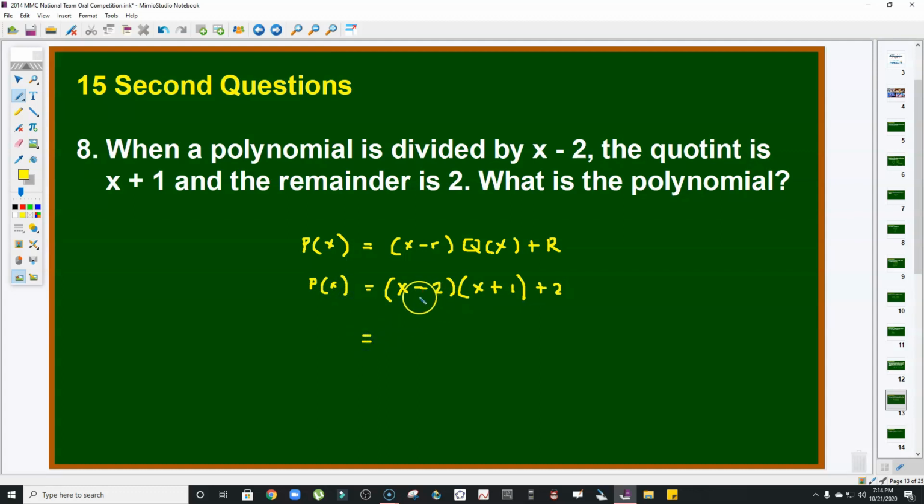We simply multiply and then add. You must do this mentally. x times x is x squared, then negative 2x, and positive x, so that will become negative x. The constant here is negative 2, but there's another 2 here, so they cancel each other. Therefore, p of x is x squared minus x. Clear?